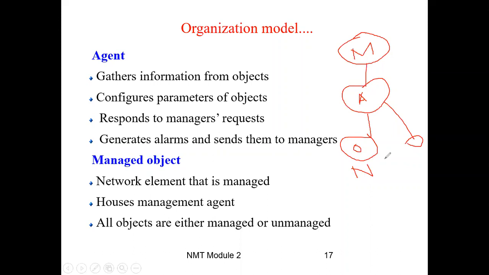The elements of the network, we call them objects. So here it can be object one, here it can be object two, and so on. There might be many network elements, and they are connected to the agent. So the agent gathers information from these objects. Objects are nothing but network elements, and we are trying to manage all the network elements, or components of the network. The agent configures parameters of the object.